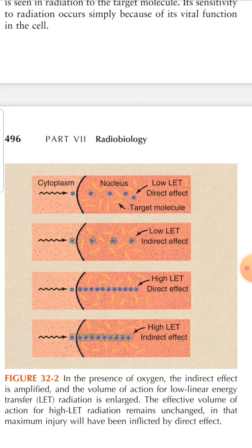Then in the final scenario, we said that we have added oxygen to the system in the presence of high linear energy transfer radiations, and the added sphere of influence for each ionizing event will be larger, but there will be no additional hits as a result, because the maximum number of hits has already been produced by the direct effect with the high linear energy transfer radiation.